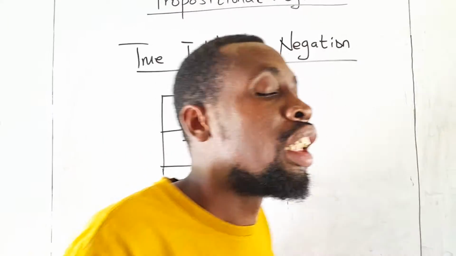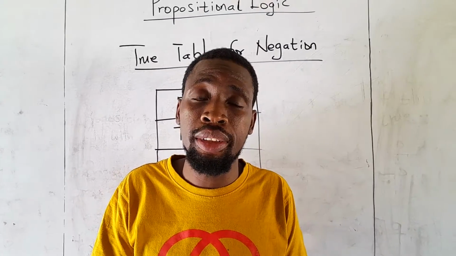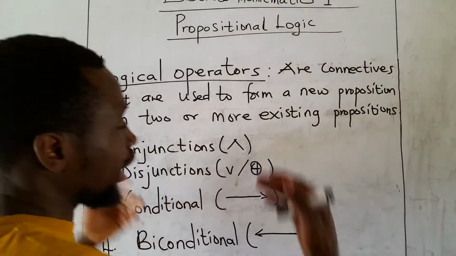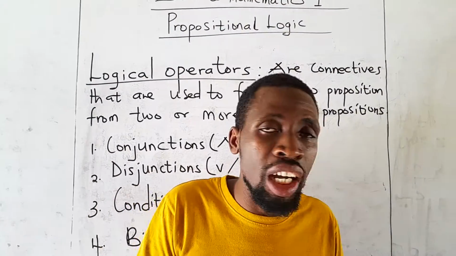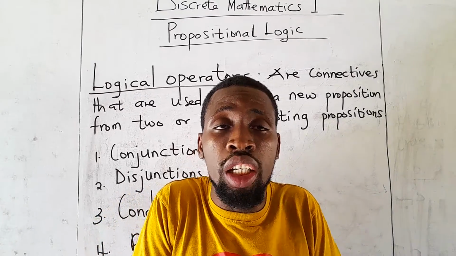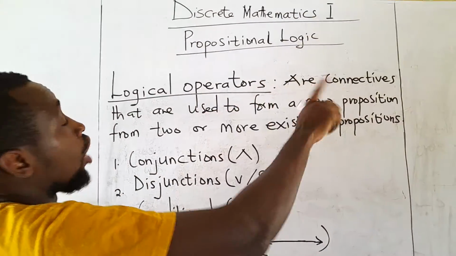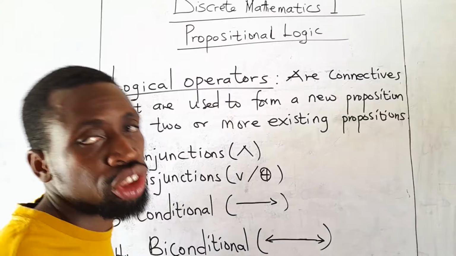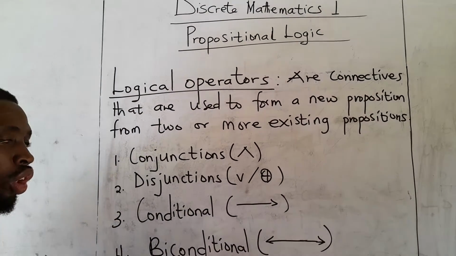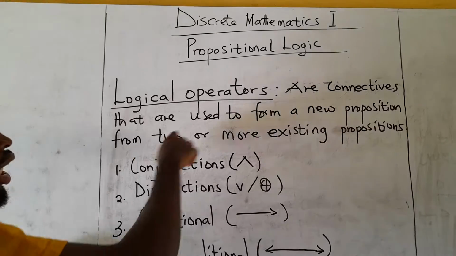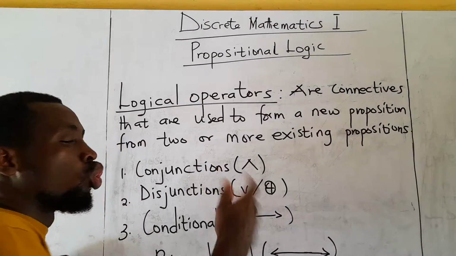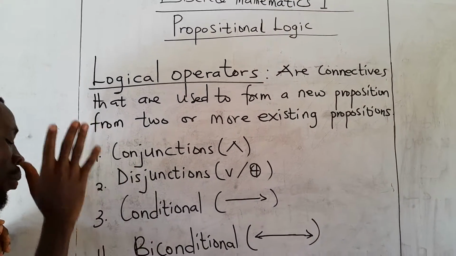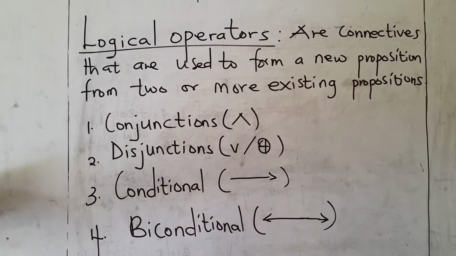The next thing we'll learn is called logical operators. Logical operators are connectives. They are things that connect one proposition to the other. So we say logical operators are connectives that are used to form a new proposition from two or more existing propositions. So we take notice of it. What are these logical operators?